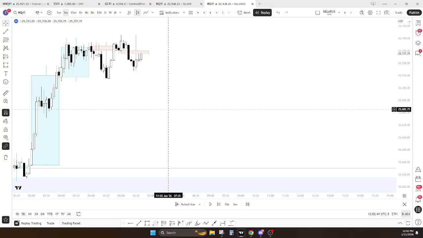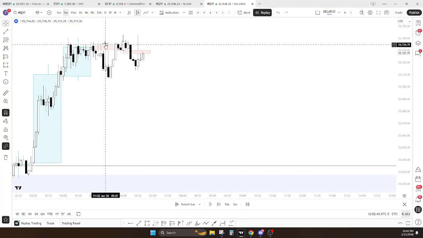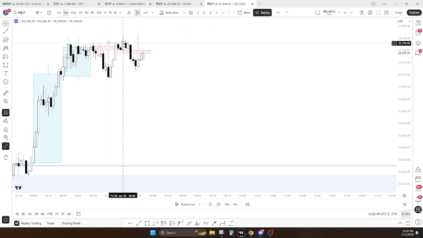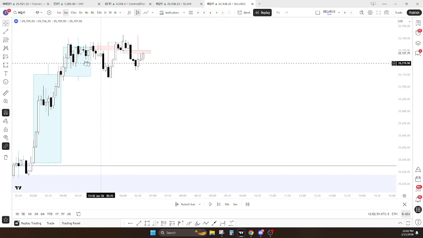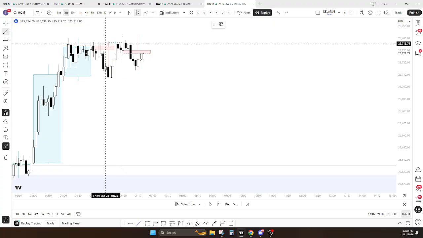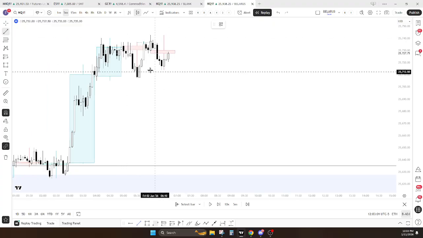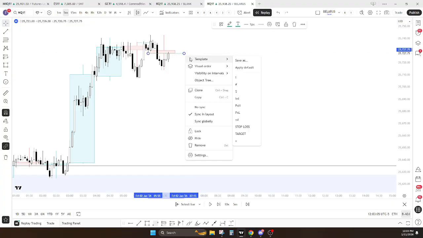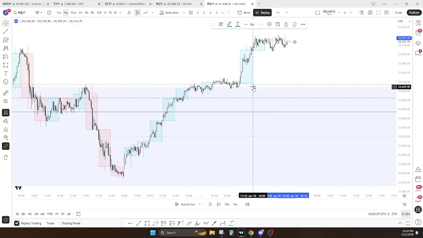Okay, so we have a sweep here, right? This is sweeping this high. And we now get the CISD on this down close candle. So this is the low that made the high, that swept the previous candle high, right? And we have a 5-minute CISD here.